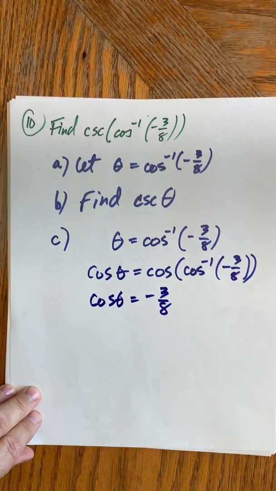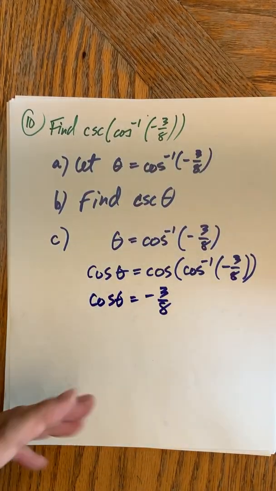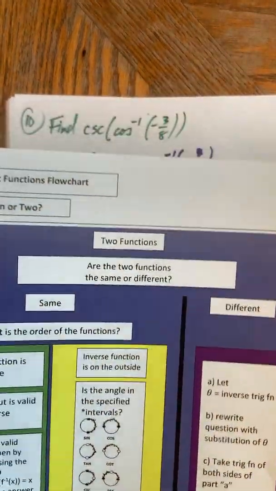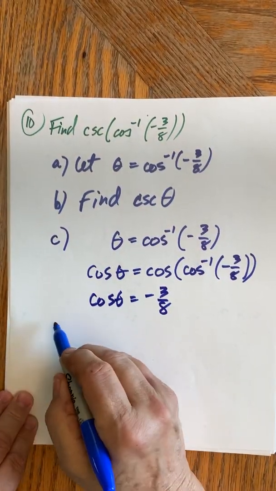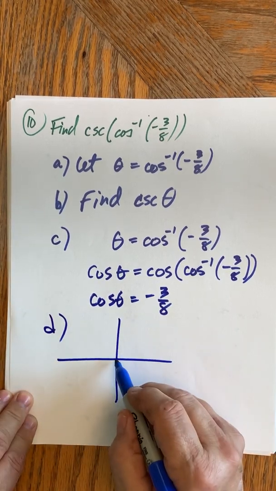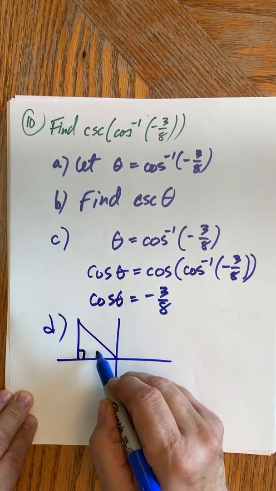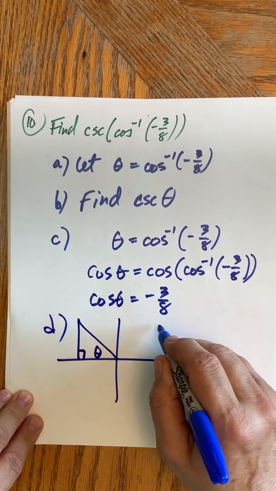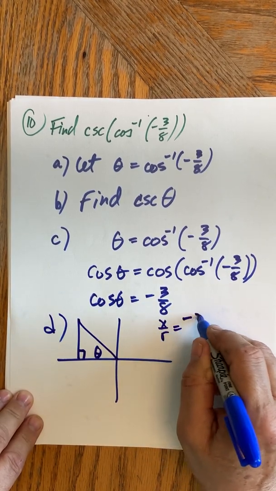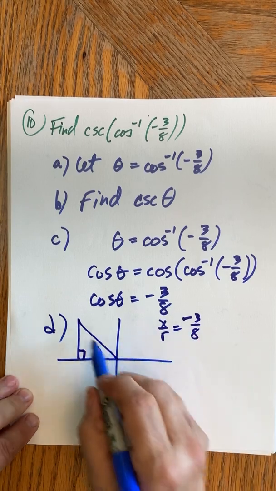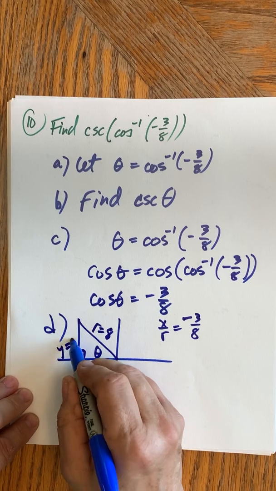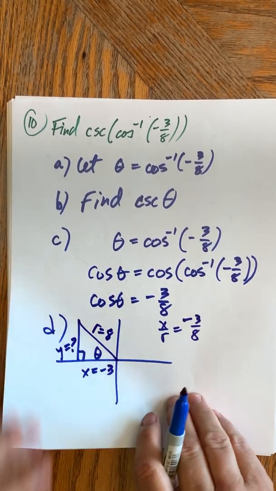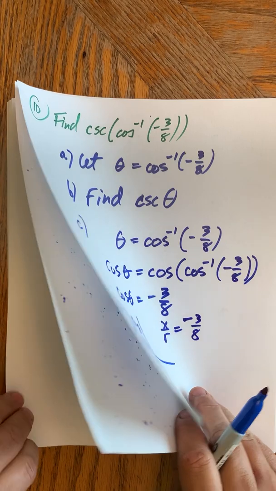All right, now, because I want to draw a right triangle, I remember that cosine is valid from either quadrant 1 or 2, so I want to put this in quadrant 2, right? So for D, here's my triangle that we're representing, here's theta, and I know that x over r equals negative 3/8, and obviously the r is positive, so r equals 8, x equals negative 3, and what does y equal? Well, we're going to have to use the Pythagorean Theorem, and then come back and answer that.